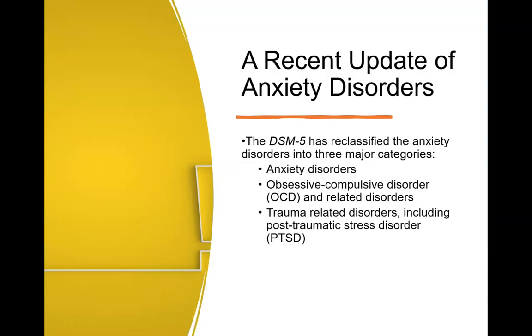I kind of mentioned this already, but the DSM-5, with its publication in 2013, reclassified anxiety disorders into three major categories. So we still have our anxiety disorders, which will include things like generalized anxiety disorder, panic disorder, different types of phobias, as well as social anxiety disorder. Obsessive compulsive disorder has been grouped with other related disorders regarding impulse control. And then finally, we have the trauma-related disorders, which do include things like PTSD.